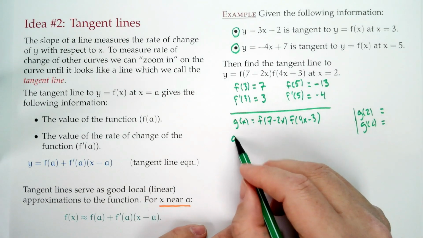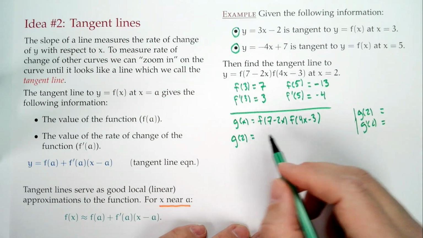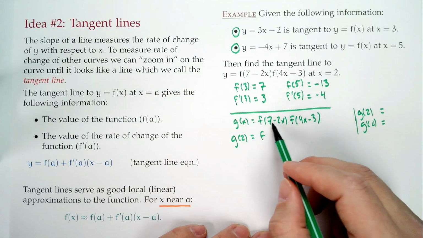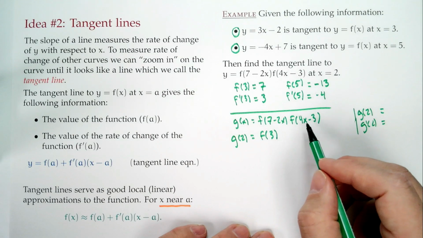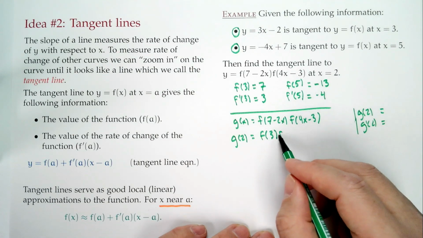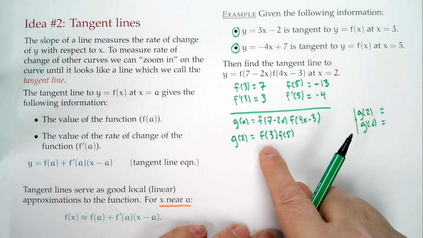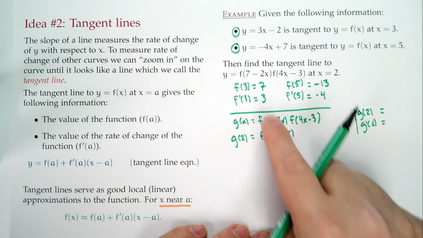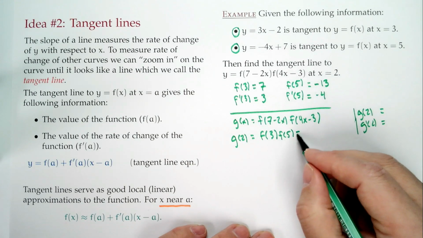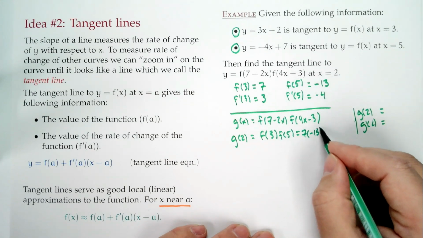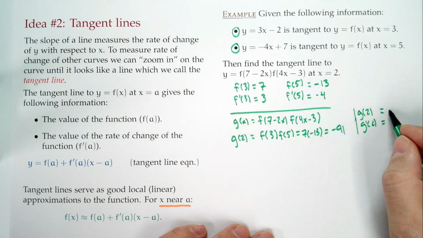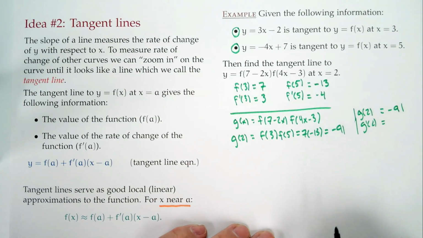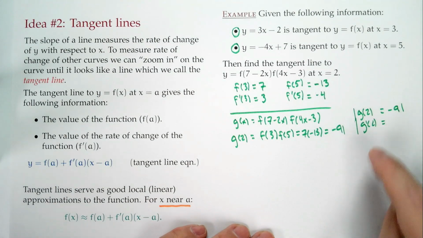So, plug in 2. G of 2, well, that's f of 7 minus 4. That's f of 3. Plug in 2 here: 8 minus 3 is 5. So that's f of 3 times f of 5. So that's 7 times negative 13, which is negative 91. All right, done for g of 2. Now we need g prime of 2.